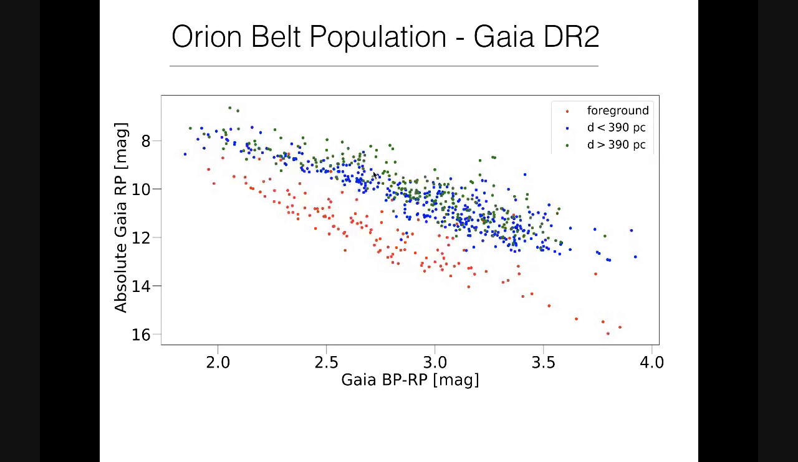We performed a few tests and none of them gave us a conclusion that we can treat them separately as two populations. So this spread can still be due to the mixing of populations, but it can be due to the binarity of the sample, due to the variability of the sample, or it can be just an intrinsic spread in the properties of the sample.